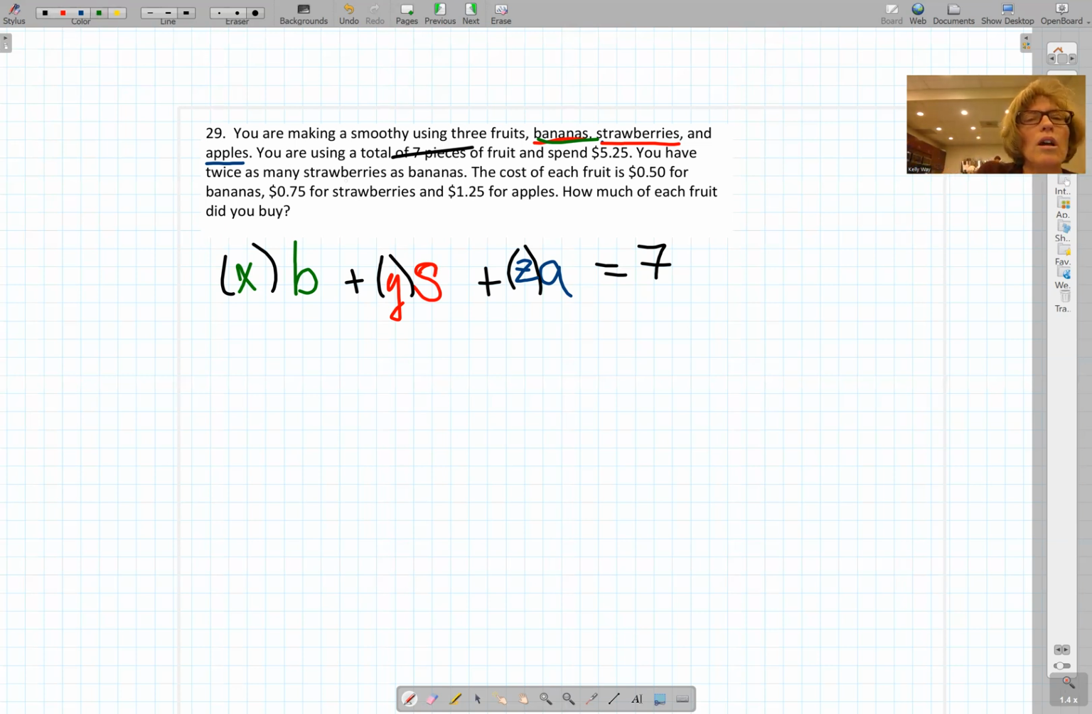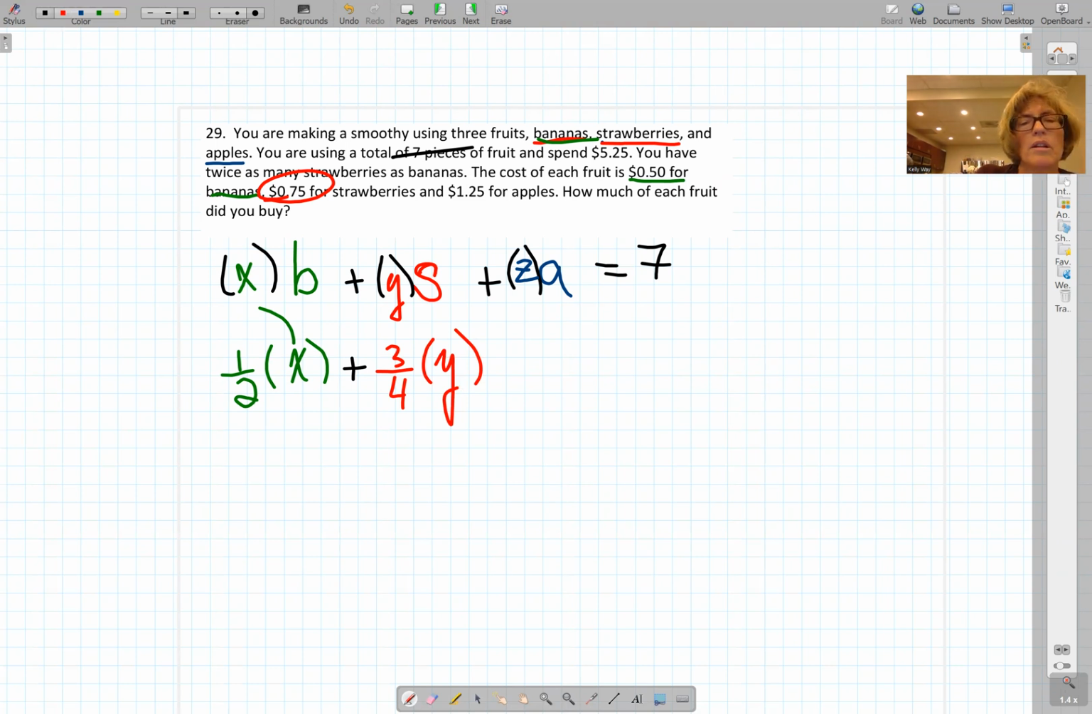taking the unknown number of bananas, they are going to be 50 cents each. And I'm going to translate that into fractions because fractions are easier to work with without a calculator. So half of $1 times however many bananas we have, which is going to be X, plus 3/4 of $1 of whatever the number of strawberries, which we are calling Y, plus $1.25. That is 1 1/4, which is 5/4 times the number of apples.